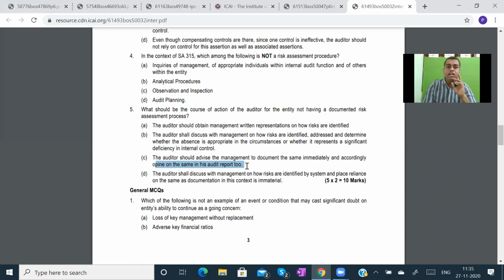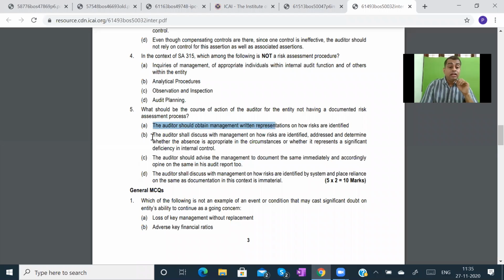This is a ridiculous point. So C, you have to strike off. Remember one thing, management written representations are never dependable. You can only corroborate some evidence available with management representation, written representation letters. So A is also to be ridiculed.